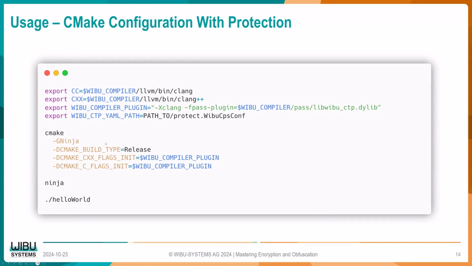And all you need to do now is only to set the CXX flags and the C flags to the WIBU compiler plugin. In this case, it's the xclang, fparse plugin, and so on. So you don't really need to set up a variable for this. We only did this so that it looks a little bit nicer in the slide. And then you execute Ninja again, and you execute Hello World, and you have your ready protected program.